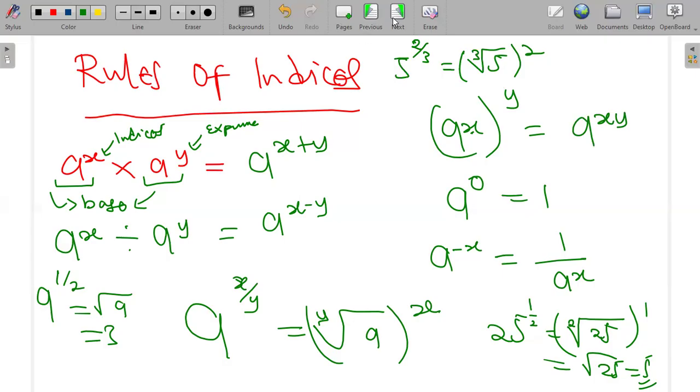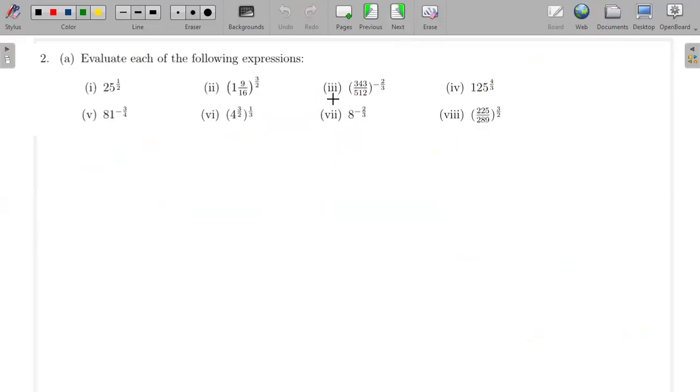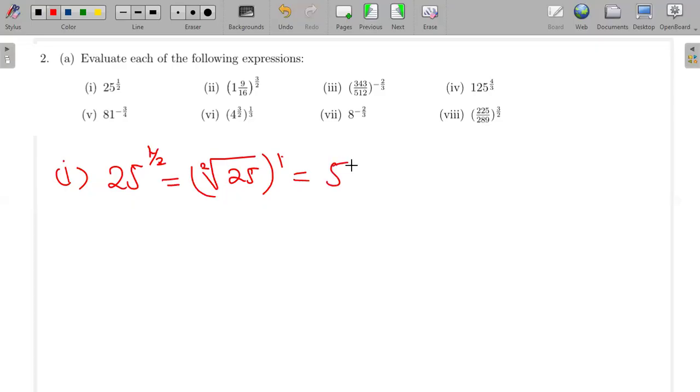The next question is just basically simple algebra. They're saying evaluate each of the following expressions. The first one, you can see it there, is 25 to the power half, the one that I was just explaining. This is the same as the square root of 25 raised to power 1. The 2 here is the one that has become the square root. So the square root of 25 is just basically 5. What about 2?